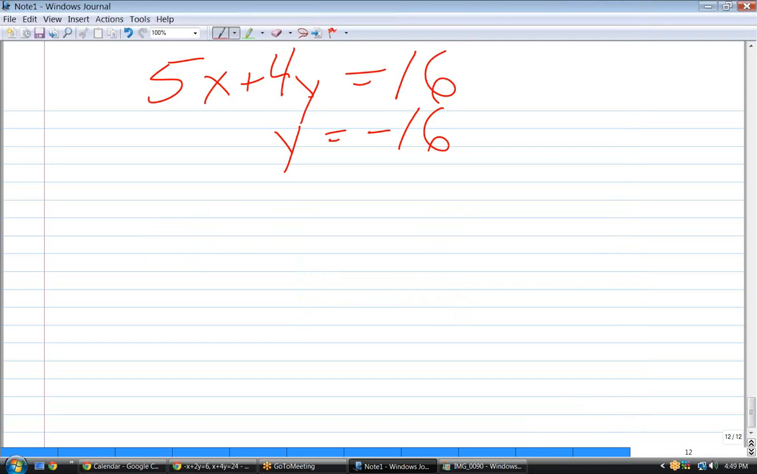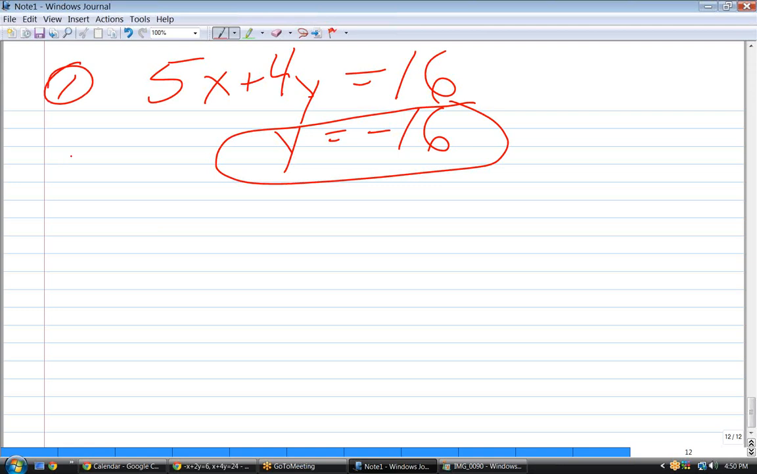So am I going to use the method of substitution or the method of elimination? Substitution. Why? Because one of the equations is fully defined for one of the variables. Oh, I see. In other words, we have a y equals. Or if we had an x equals, we would use substitution. Because I can immediately substitute that into this.